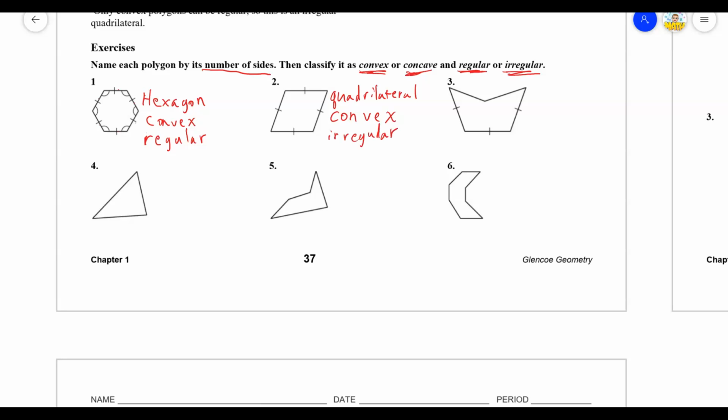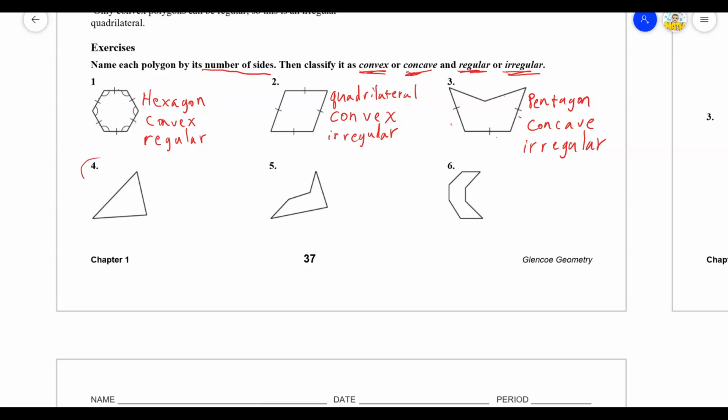And then finally, number 3, what's happening here? Number of sides, we have 1, 2, 3, 4, 5. 5 sides is a pentagon. Now, what's happening here? If I extend this side, it extends inside the interior of the polygon, so we know that this is concave. It's sort of dented in. Now I have 3 sides equal. The other 2 sides are not marked as equal, and I don't have any angles marked as equal, so we're going to have to classify that as irregular based on what they're telling us.